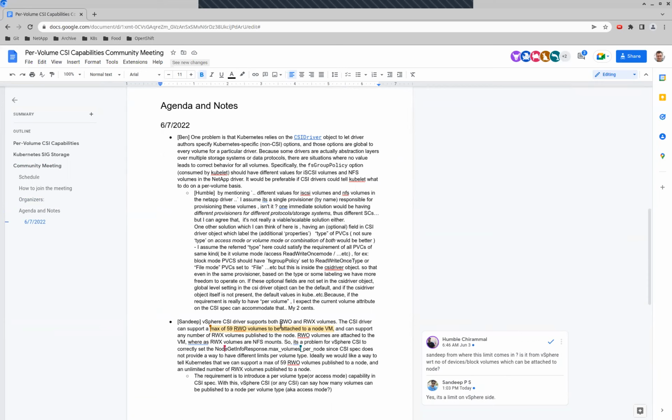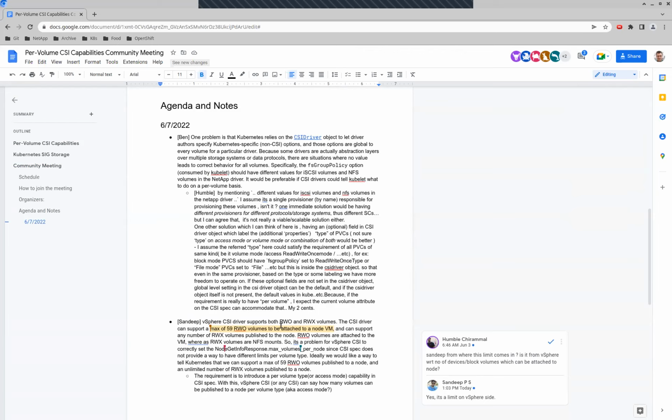So the issue that's long plagued us is the FS group policy option, where for iSCSI volumes, it makes sense to do a recursive chown if you need to change the FS group, but for NFS, it doesn't work. And so if we had an iSCSI only driver, we would set the FS group policy to use the feature. And if we had an NFS only driver, we would set the FS group policy to not use the feature. But the driver that we have actually supports both protocols, and there's no way to signal to kubelet on a per volume basis what it should do.